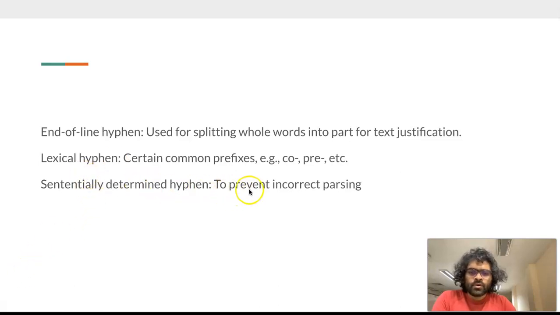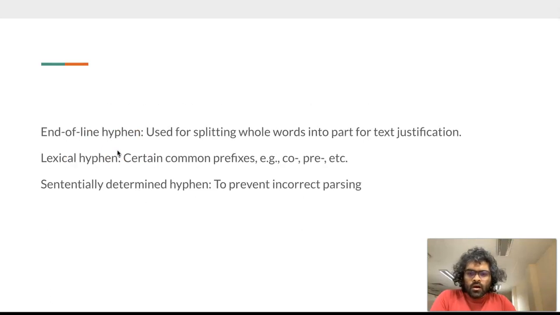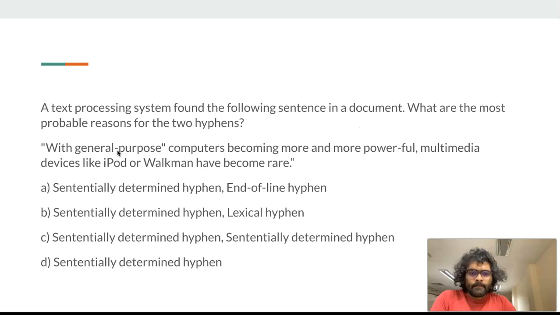Okay, so we don't want to parse this sentence incorrectly. We want to parse this whole word as a whole. So general purpose should be parsed as a whole, not general and purpose. So we are putting a hyphen in between to concatenate them. So this is a sententially determined hyphen. Okay, this is the first thing. And the second thing is, what about powerful? What do you think?